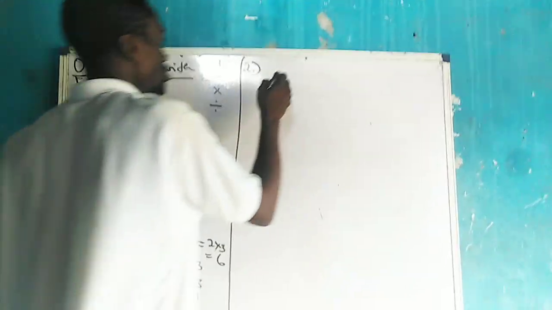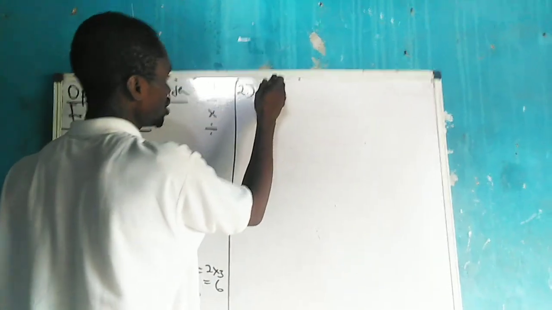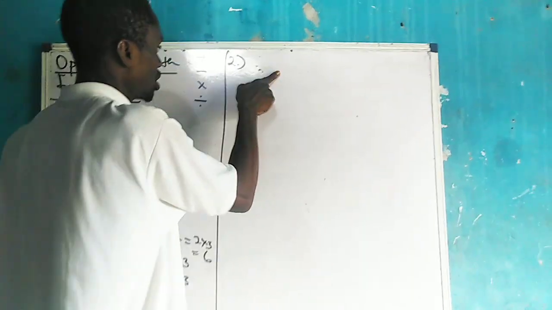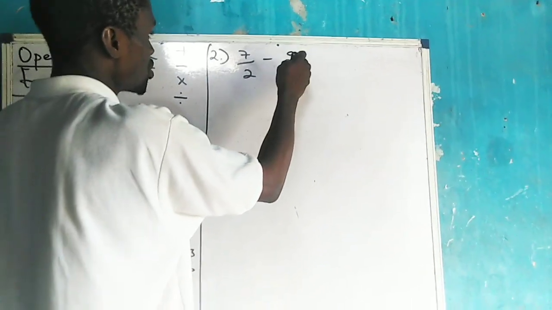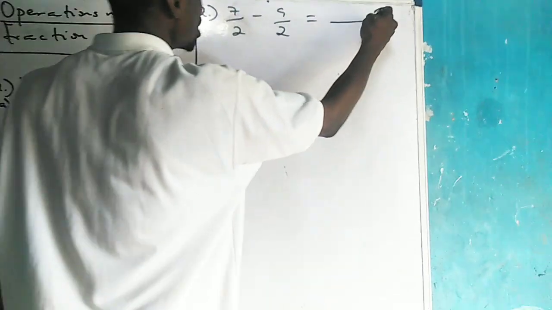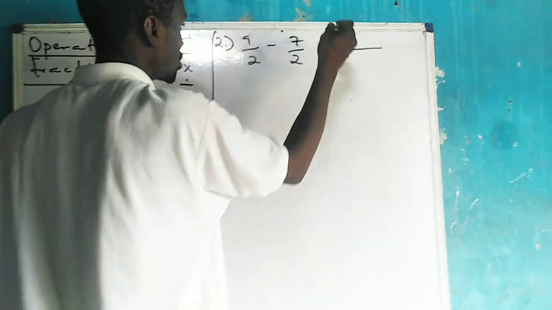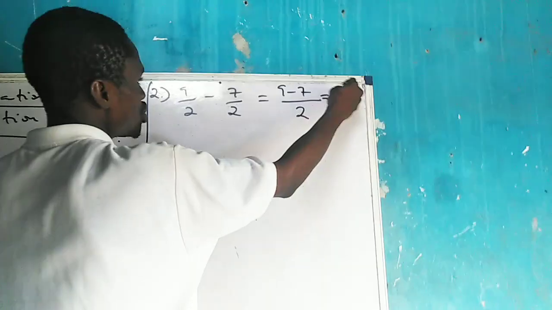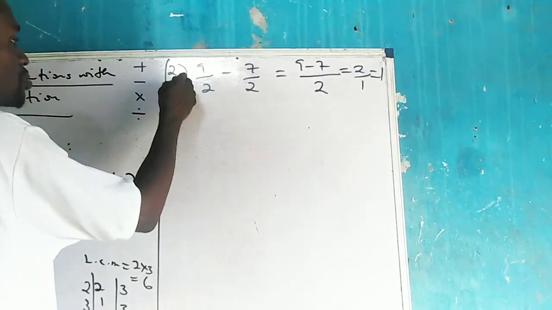Then let's go to subtraction, number 2. For subtraction of fractions, let's say I'm having 9 over 2 minus 7 over 2. The denominator is the same. I just say 9 minus 7, which is 2. 2 divided by 2, the answer is 1. That's for that case, the A part.